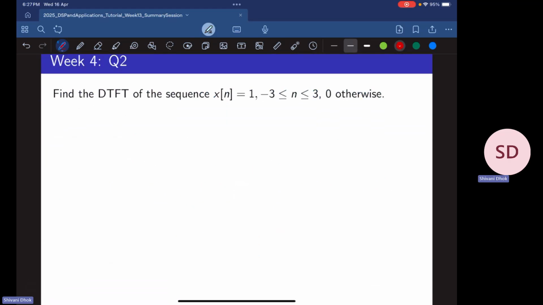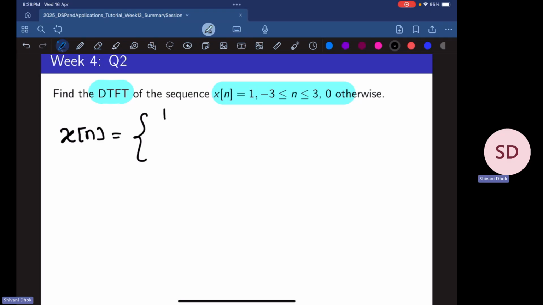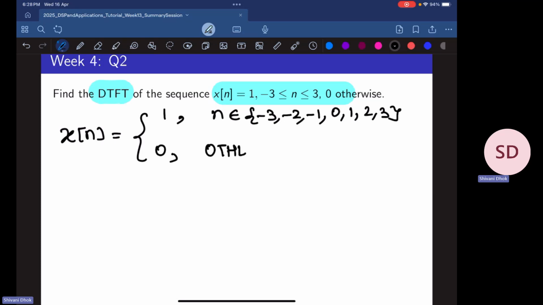So the next question says, find the DTFT, that is discrete time Fourier transform, of the sequence x of n equal to 1 for n ranging from -3 to 3 and it is 0 otherwise. So what is given? We have a signal x of n equal to 1 if n is from -3, -2, -1, 0, 1, 2 and 3, and it is equal to 0 otherwise. So this is the given signal. Signal or sequence are the same thing.